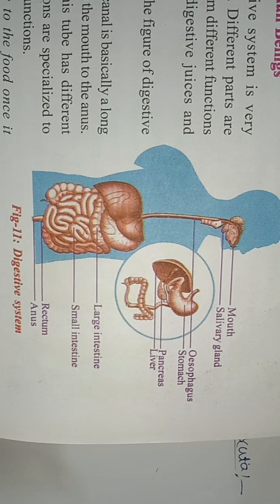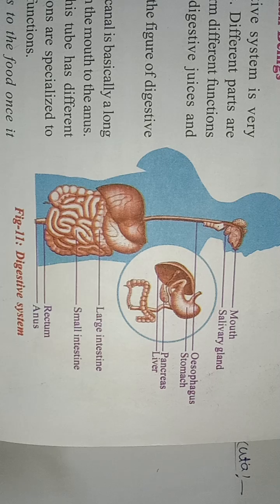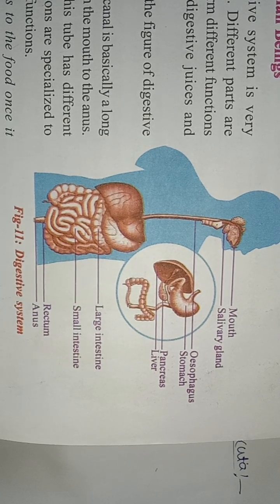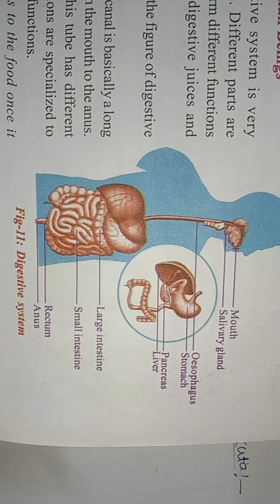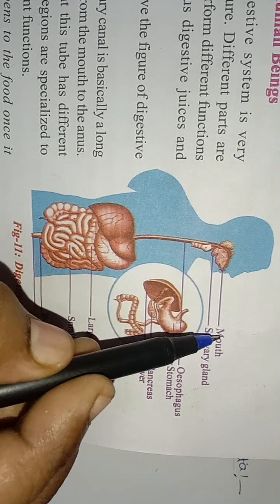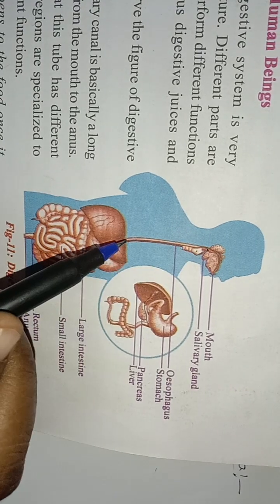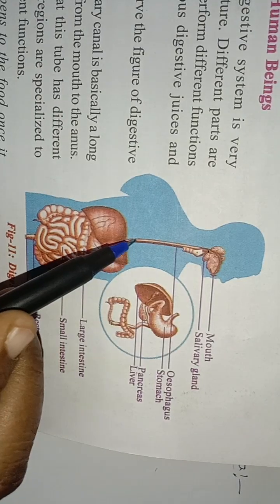Then you chew the food using your teeth, right? So we have incisors, canines, premolars, and molars to chew the food properly. Then we swallow the food, right? So then it comes to the esophagus. Then it travels through the esophagus.